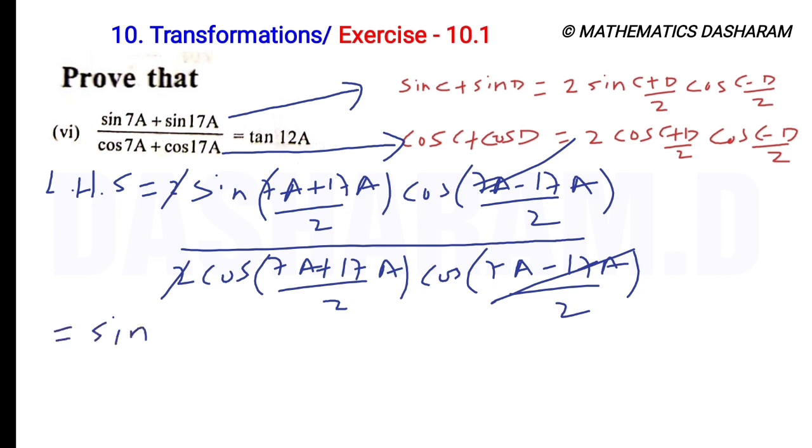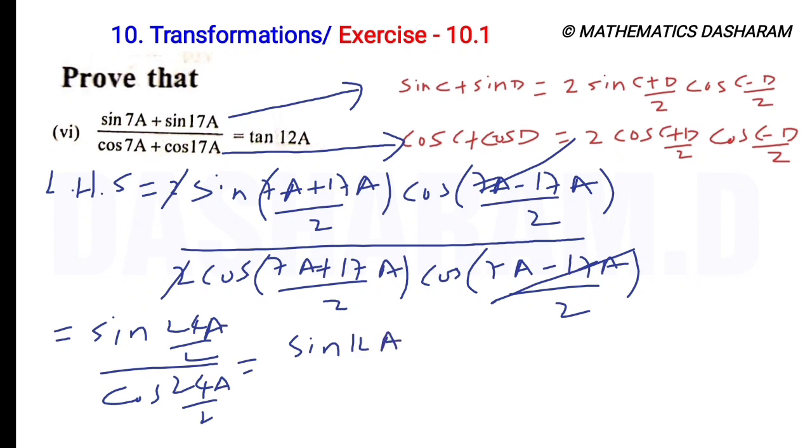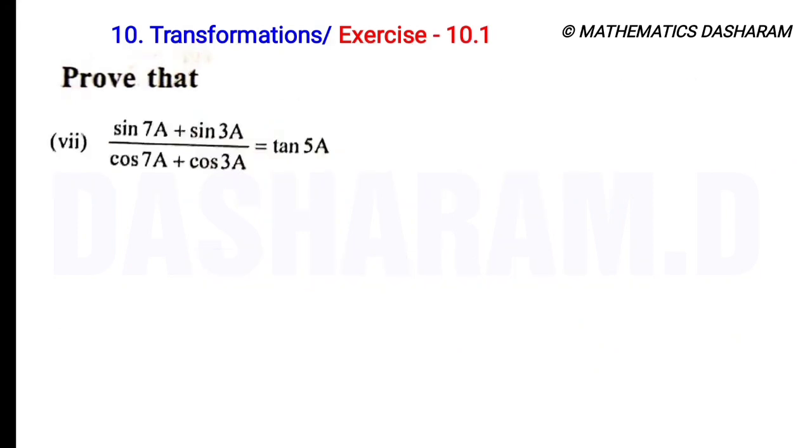It is equal to sin (7A plus 17A) by 2, that is sin 24A by 2, divided by cos 24A by 2. So sin 12A divided by cos 12A, and here also the same 12A. By the sin by cos formula, it is tan 12A. So it is equal to RHS. Hence proved.